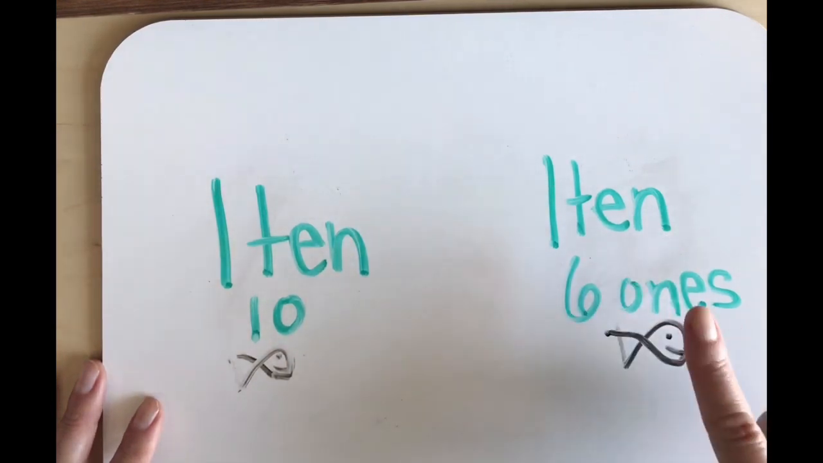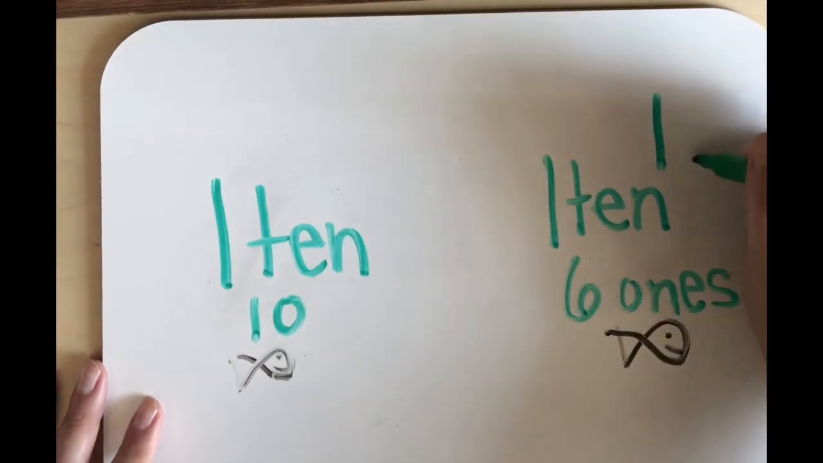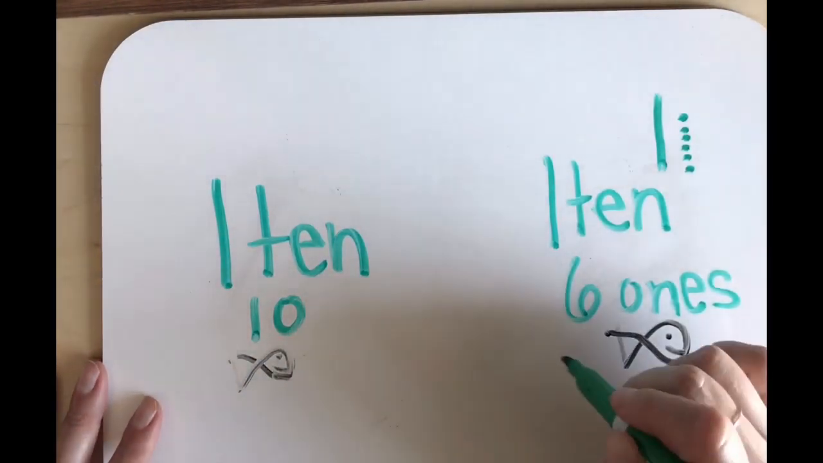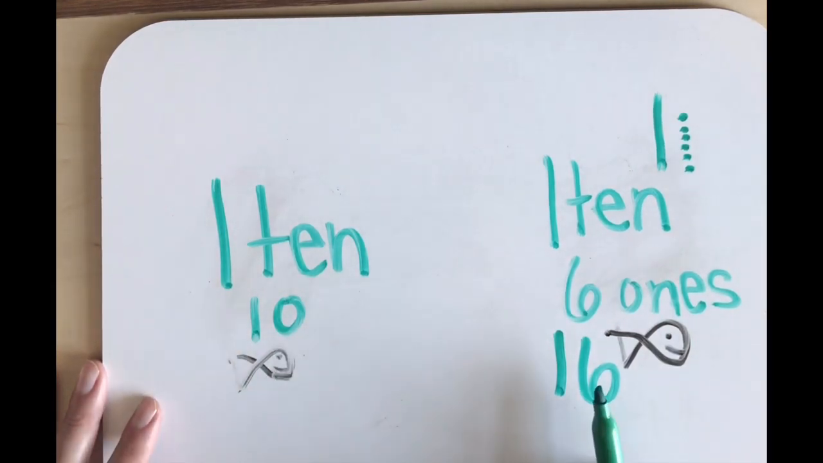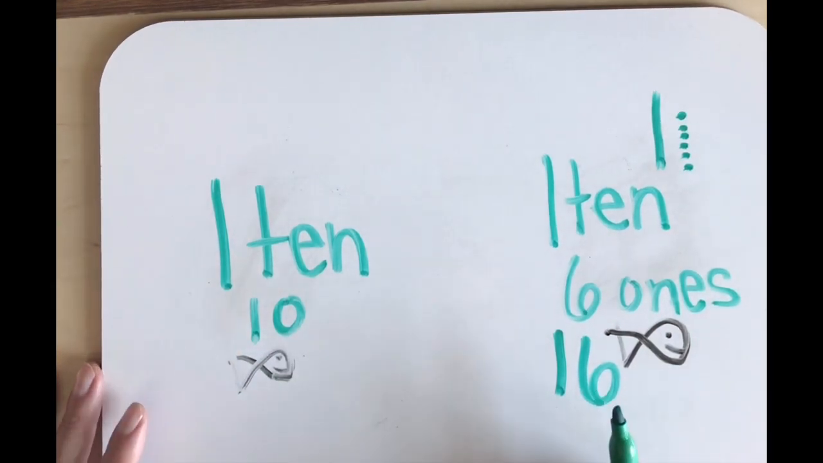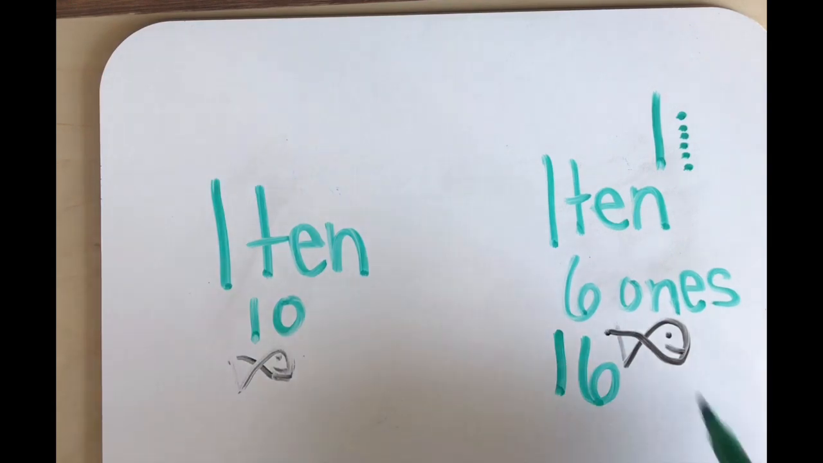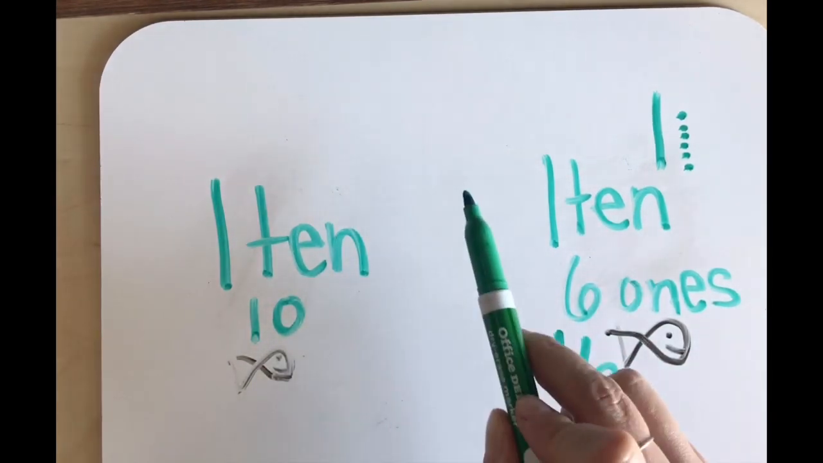1 ten and 6 ones. What number does that equal? 1 ten and 6 ones. Looks like this. What number is that? 16. So 10 and 16, which number is greater? Is 10 greater or is 16 greater? 16 is greater. So go ahead and with your finger draw, how is the alligator going to look?